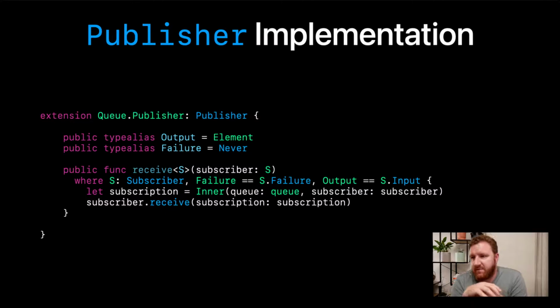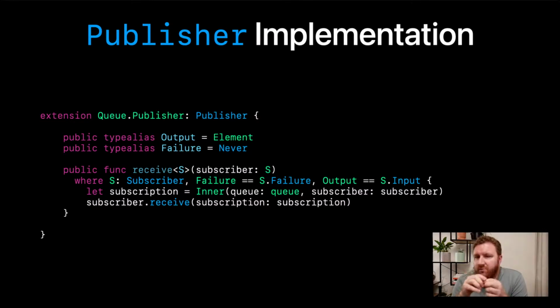So our publisher implementation is actually really basic. As per the protocol, we specify the output type. So the output type of our publisher will be the same element generic that the queue has itself. And it can never fail, because how would that fail in this case? So we set our failure type to Never.